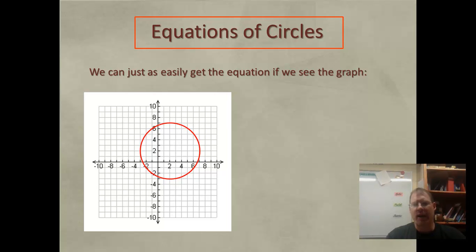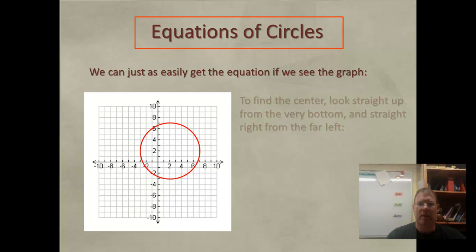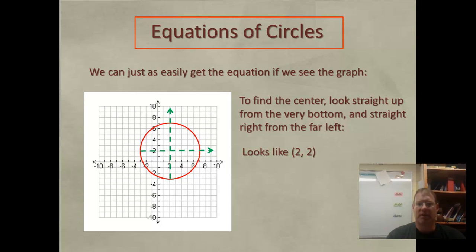Alright, now suppose that we have the graph and we need to figure out what the equation is. Well, all we need to do is know where the center is and know what the radius is. So to find the center, I want you to look straight up from the very bottom of the graph, and look straight right from the very left side of the graph, like this. Because then you'll notice that they cross at (2, 2). So it looks like the center is at (2, 2).